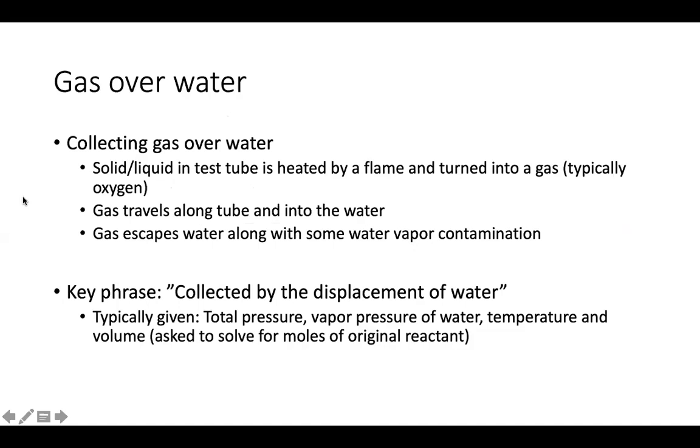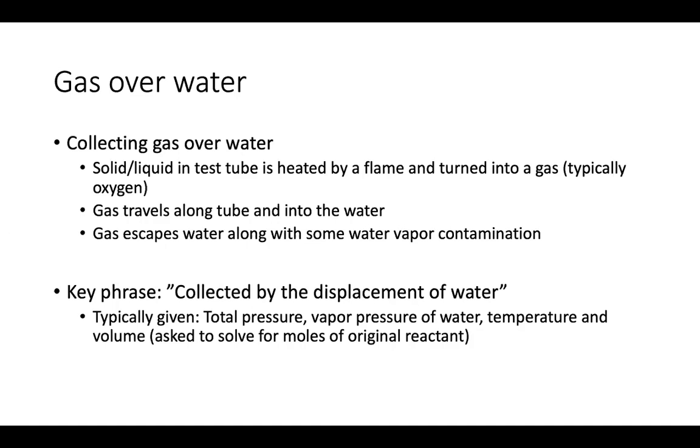So, gas over water. This one just describes the general setup. So you'll have a test tube with some reactant in it, okay, and they'll say it's heated by a flame, heating it up, and that one of the products will almost always be oxygen gas, right? Oxygen gas will be released, and it'll go through a tube into water, and then the gas will rise out of the water and exist as just gas above that water.